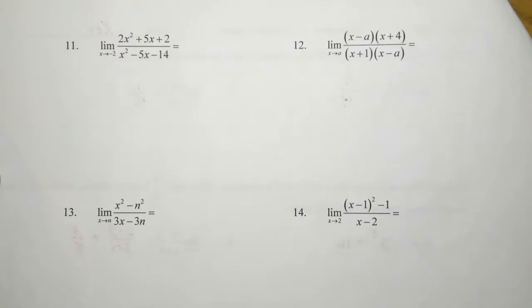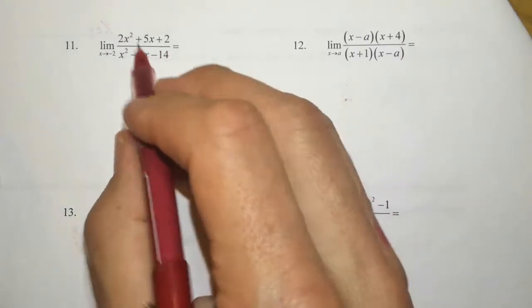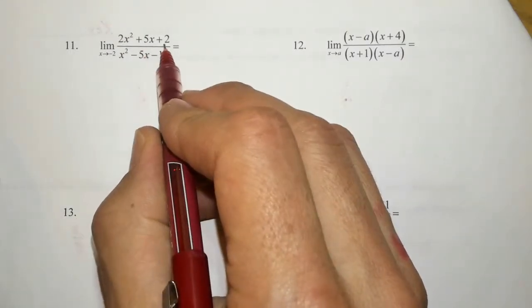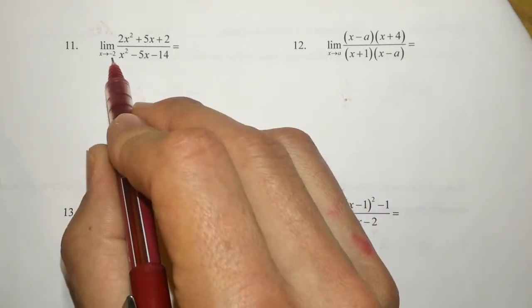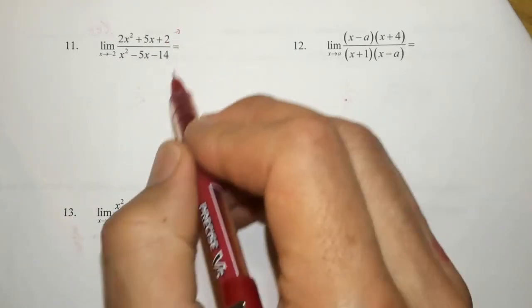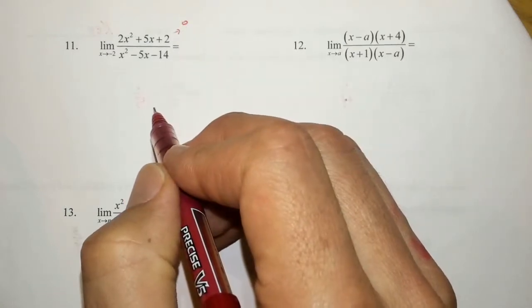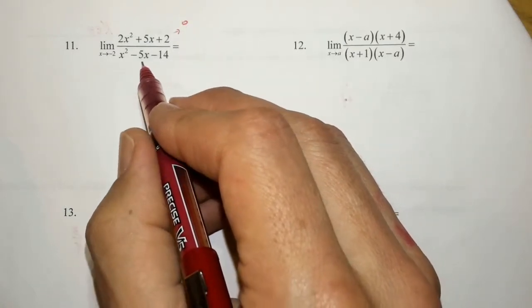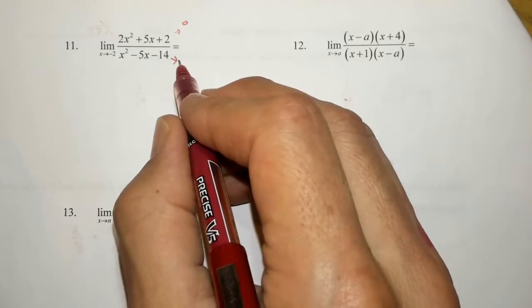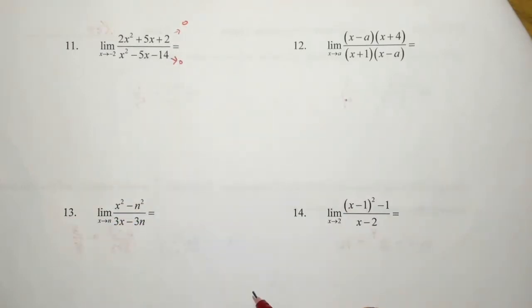Side 2 of assignment number 1. Some more factoring here. We see 2x squared plus 5x plus 2. When we replace x with negative 2 in the numerator, we get 0. When we replace x with negative 2 in the denominator, we also get an answer of 0. So we're looking to simplify this.